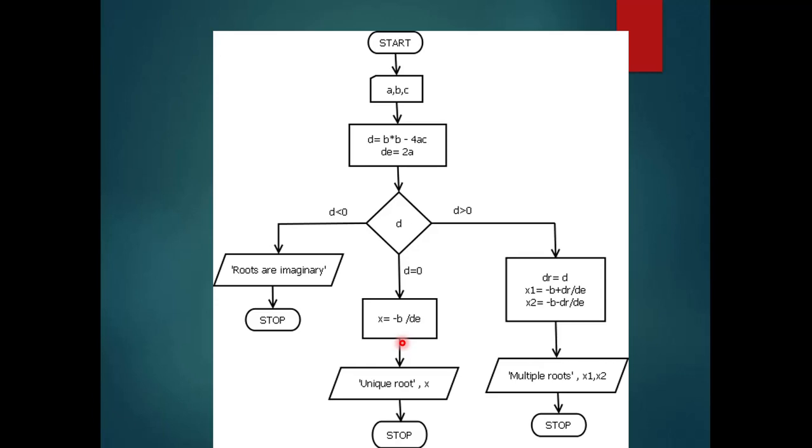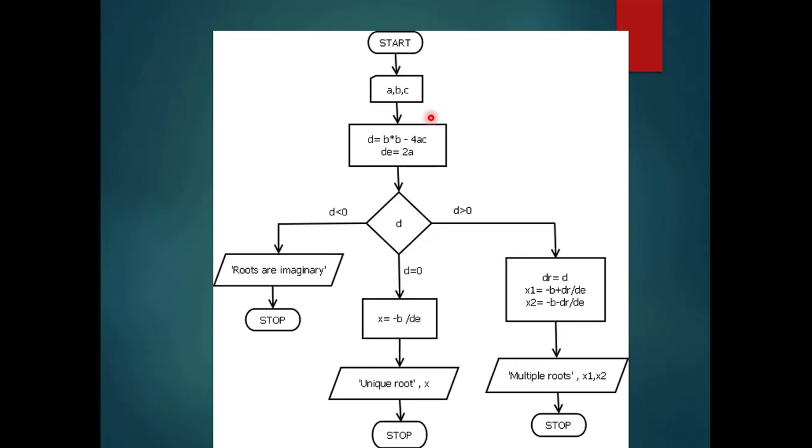So we'll be now looking at the process of how to go ahead for the calculation of roots for the quadratic equation. So first of all, we'll start. Then we'll go ahead with the first of all input of A, B, and C, and then we'll have this.